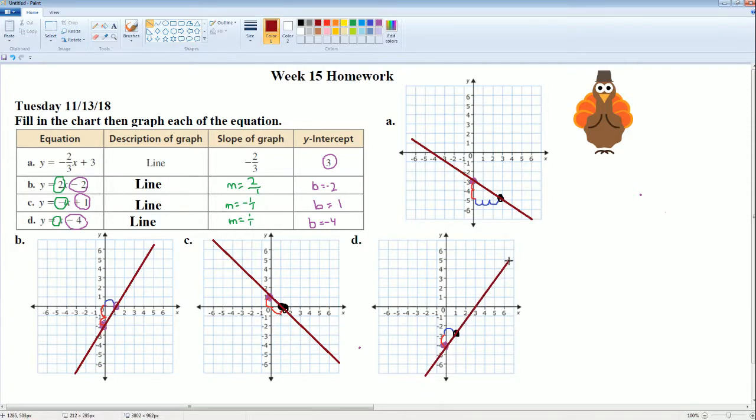Okay. There you go. So again, make sure you find your slope, then your y-intercept, then you graph. How do you graph? You start with the y-intercept, move according to the slope, make the second point, then connect the 2 points together. Alright, there you go. That is all your homework solution for Tuesday, November 13th, 2018.